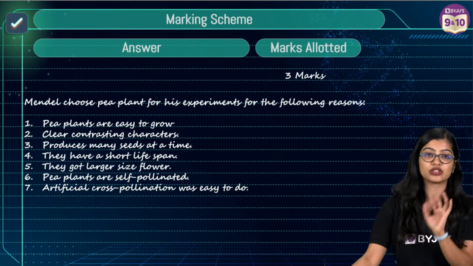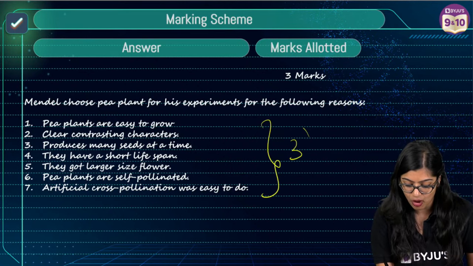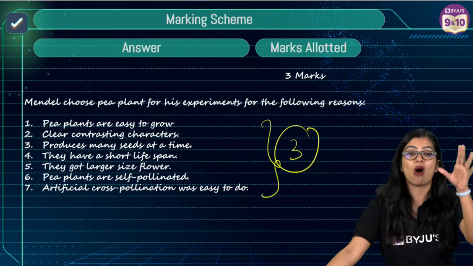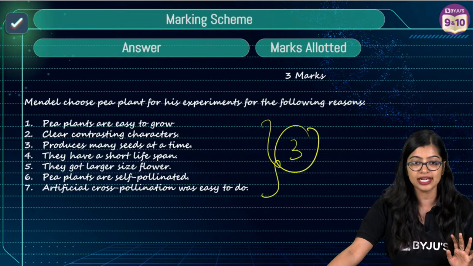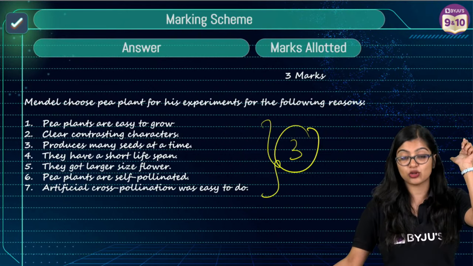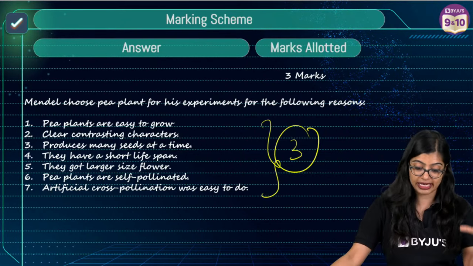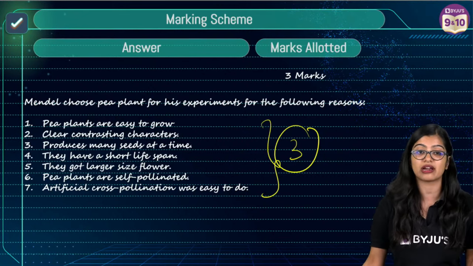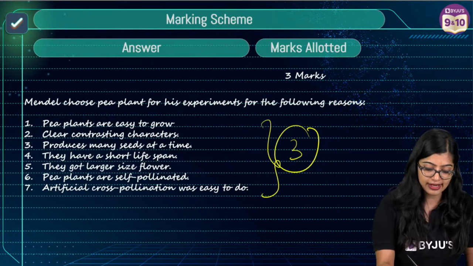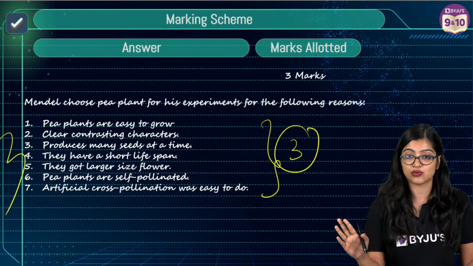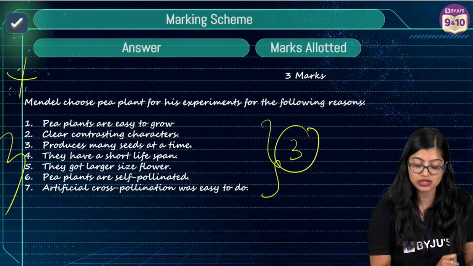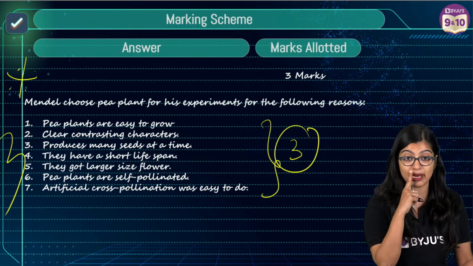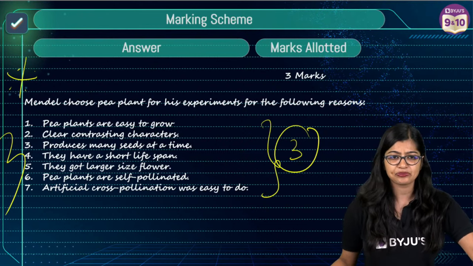So in this case, for 3 marks, any 3 points out of this, you can write 1 mark for each point, right? Pea plants are easy to grow, have contrasting characters, many seeds, short lifespan. I have given you 7 points out of which you can write any 3, and you will get 3 marks for this. Put a star mark for this question because chances of this question coming are very high, right?